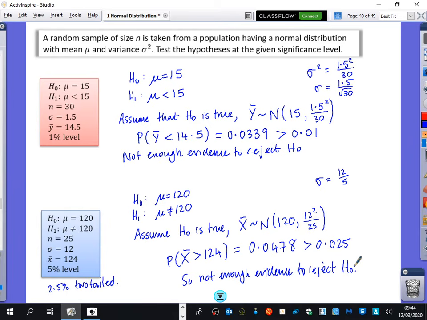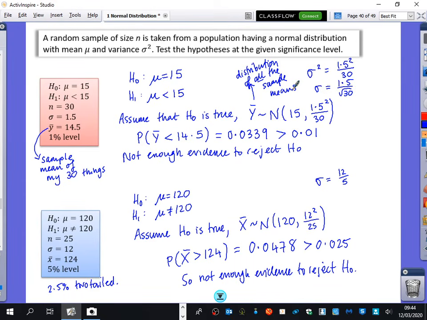Yes, Hamza? See how there's a little y bar and a big y bar? Yeah. So the little y bar is the sample mean of my 30 things. And the capital Y bar is the distribution of all of the sample means. So the little one is just one of them, and the capital one is the distribution of all of them that could ever possibly exist, okay? We're only taking one sample, but we know that all of the samples do have that normal distribution.